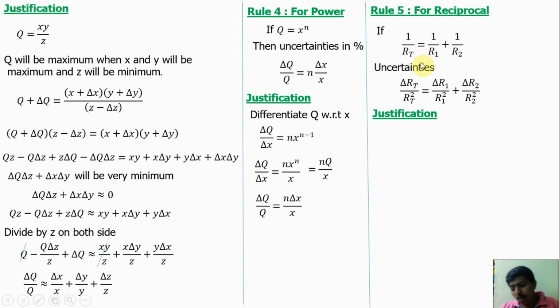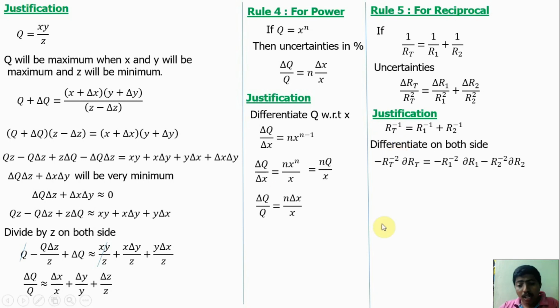We may write 1/Rt as Rt^-1. Here 1/R1 is R1^-1 plus 1/R2 is R2^-1. Here Rt has two independent variables, R1 and R2. So if you differentiate Rt, it has multiple variables. Differentiating this, we will get minus Rt^-2 ∂Rt equal to minus R1^-2 ∂R1 minus R2^-2 ∂R2. So these are independent variables. This is the mathematical representation.